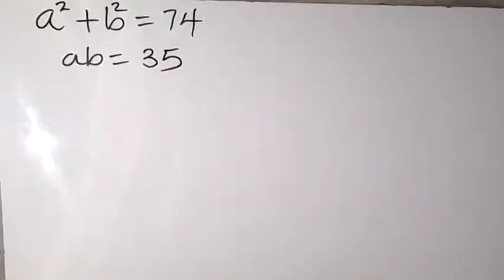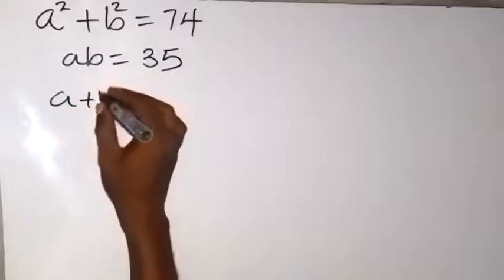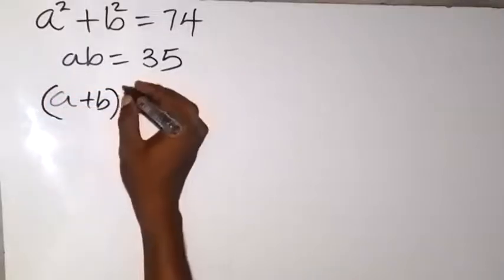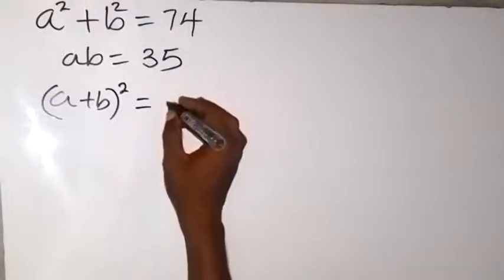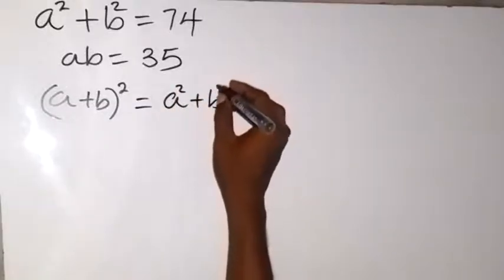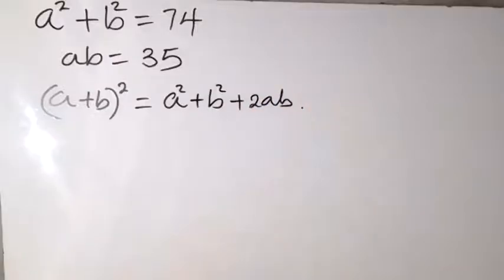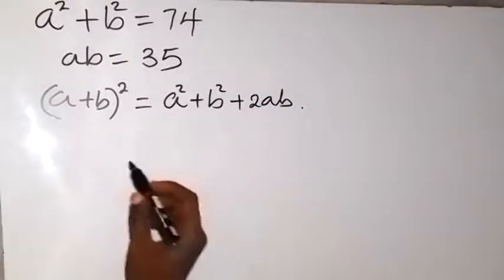Here we want to solve this system of equations and find the values of a and b. From here, when we have (a + b) raised to power 2, the expansion of this gives us a squared plus b squared plus 2ab. So this is the expansion of this.